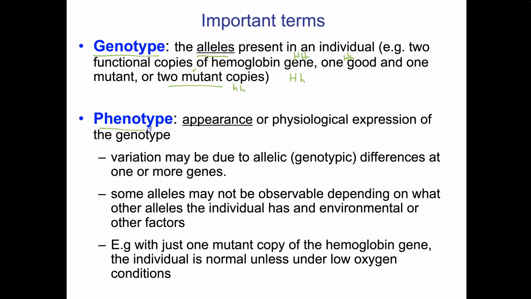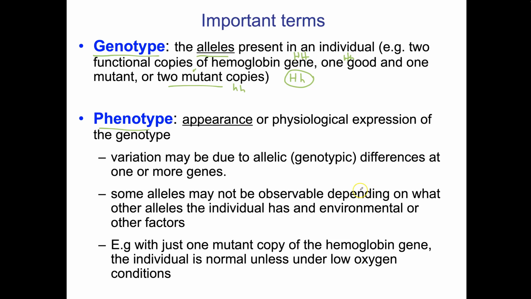But the phenotype is how is that expressed? Because sometimes you could be like this with a good copy and a bad copy of a gene, and your behavior, your physical appearance, your physiology, your health, everything is perfectly normal. Right? So the phenotype will be the appearance or the physiological expression of that genotype. And when we talk about Mendelian inheritance and look at dominant and recessive alleles and so on, you'll see more about what that means.